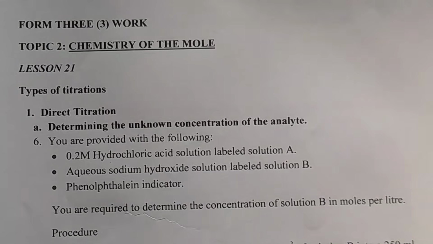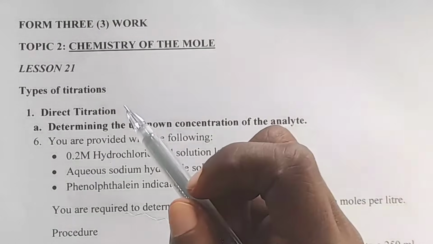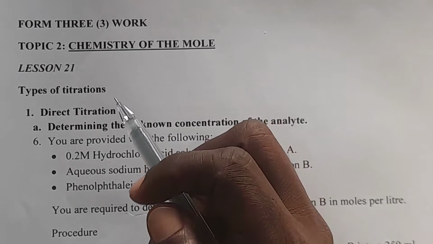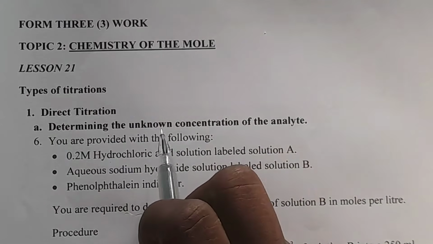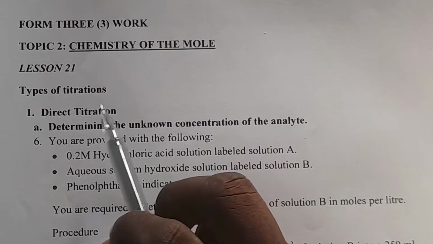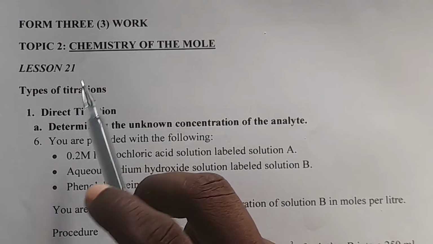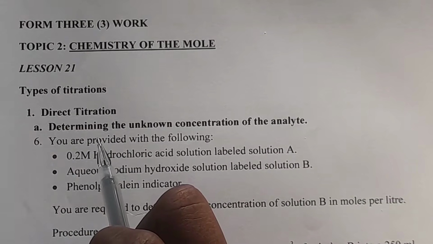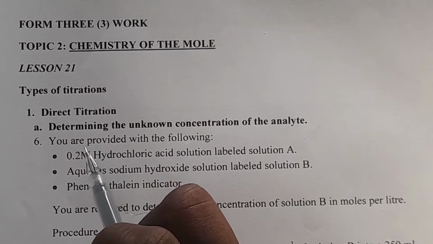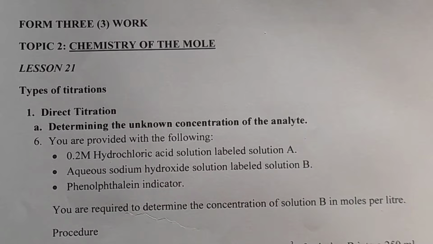Hello students, previously in lesson 20, Form 3 Topic 2, we were dealing with direct titration under the aim of determining the unknown concentration of the analyte. We have done example 5. So today, lesson 21, we are going to do example 6, and the question is in the format of KCSE Chemistry Paper 3.